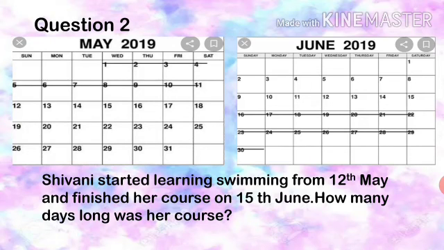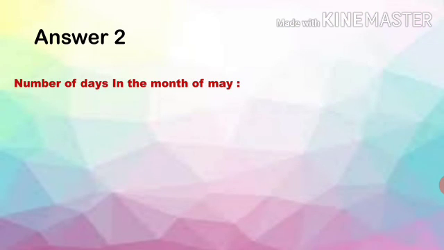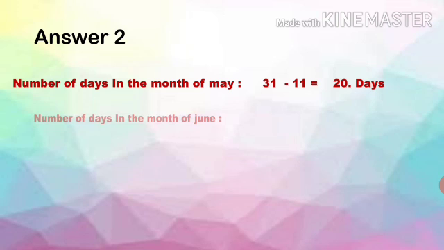So here you want to find out first the number of days in the month of May. Month of May, it is 31 minus 11. Total number of days is 31. You want to subtract 11. So it is 20 days. So the number of days in the month of May is 20 days.